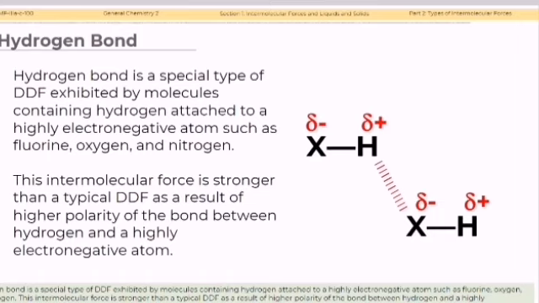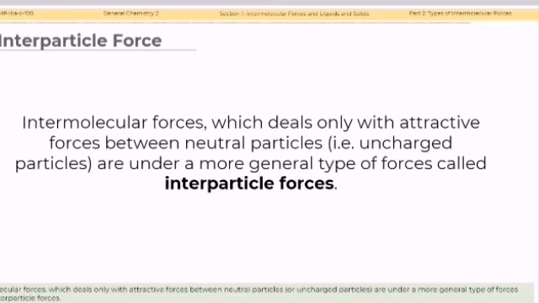Hydrogen bond is a special type of DDF, exhibited by molecules containing hydrogen attached to highly electronegative atoms such as fluorine, oxygen, and nitrogen. This intermolecular force is stronger than a typical DDF as a result of higher polarity of the bond between hydrogen and a highly electronegative atom. Intermolecular forces, which deal only with attractive forces between neutral or uncharged particles, are under a more general type of forces called interparticular forces.